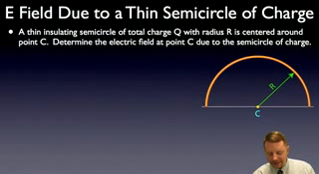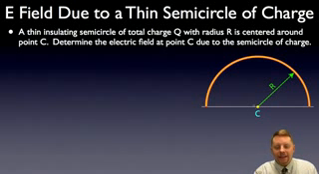The electric field due to a thin semicircle of charge. A thin insulating semicircle of total charge Q with radius r is centered around point C. Determine the electric field at C due to the semicircle of charge. Well, the first thing I'm going to notice here is that I have a symmetry about point C. Horizontally, I've got the same thing on both sides, and since it's uniformly charged, I can state that there's not going to be any net horizontal electric field. It's going to cancel out. So all I really have to worry about is the vertical component because of that symmetry.